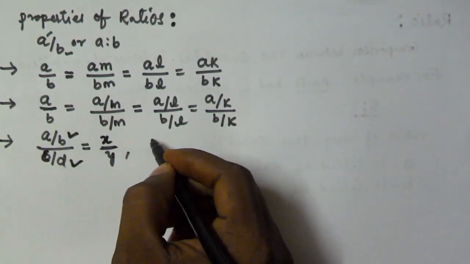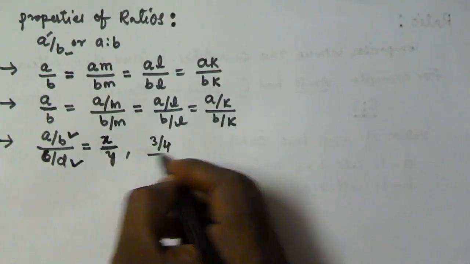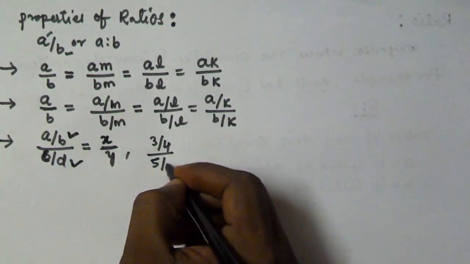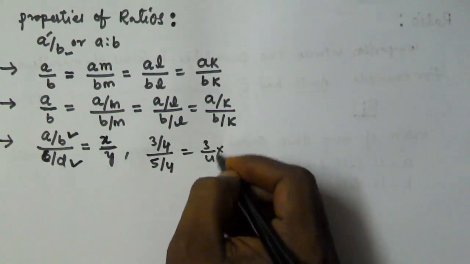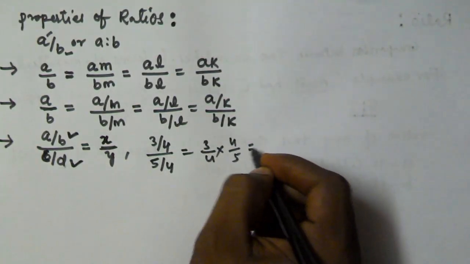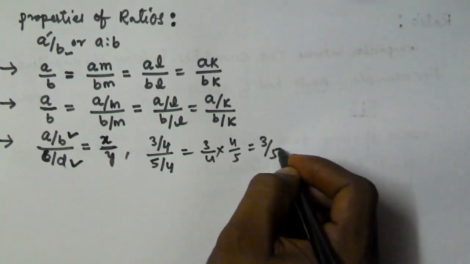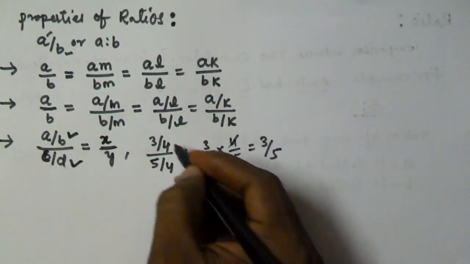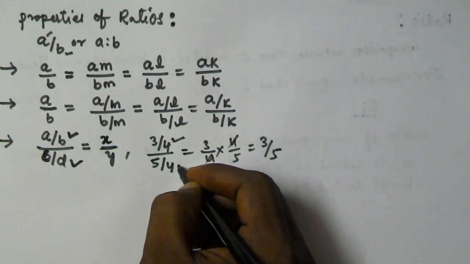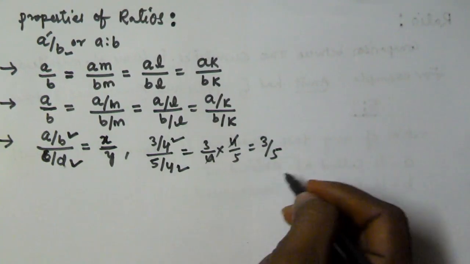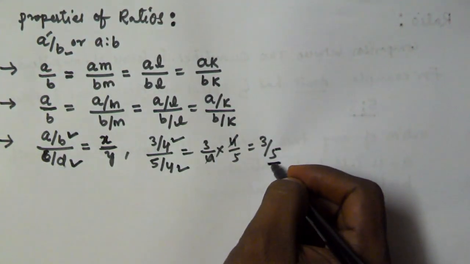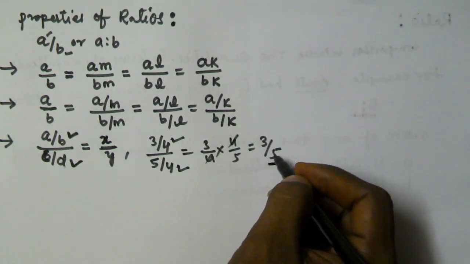Let's take one example. For example, we have 3 by 4 over 5 by 4. This can be expressed like 3 by 4 into 4 by 5, equivalent to 3 by 5. The 4 cancels. Here we have one fraction and here we have another fraction, so this is the ratio of two fractions expressed in terms of the ratio of two integers.